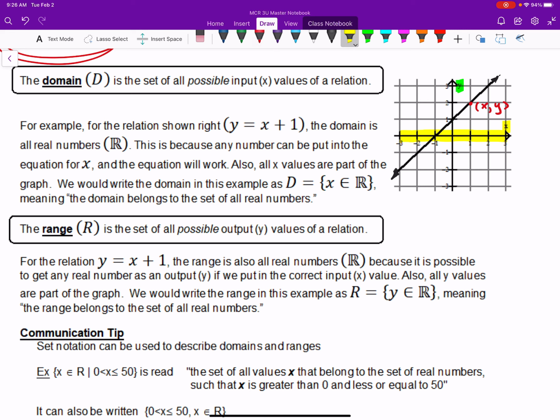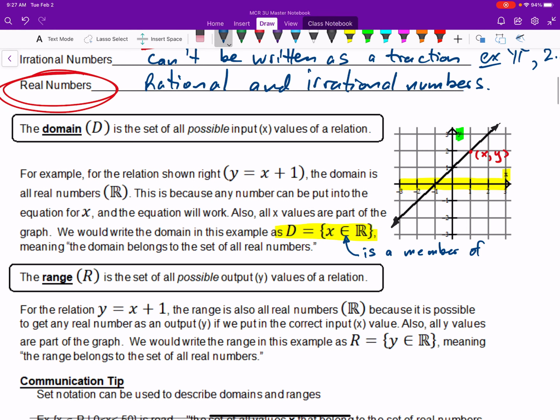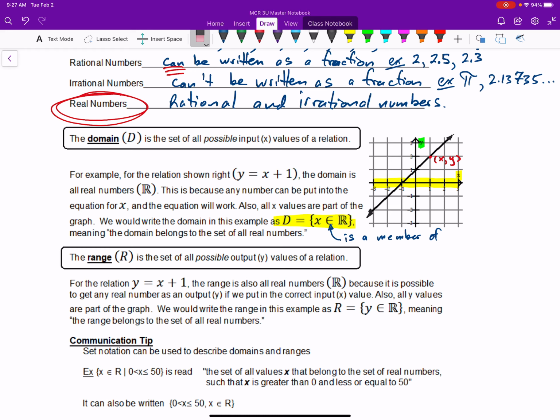So I'm just going to skip to the part where we're actually writing it. This is how we write the domain. D for domain equals squiggly brackets, which means set notation, so the set of x, and this thing that looks like an E means is a member of, and then this R is real numbers. So if I just make an R with 2 vertical lines, that's pretty much the same as what they put in, that I've highlighted in those brackets.